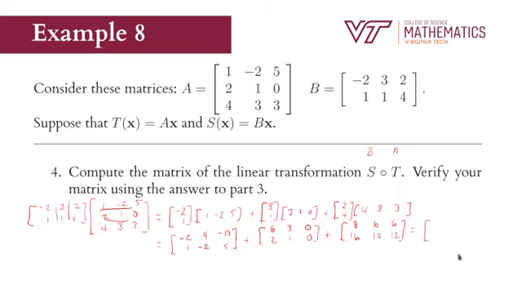And when we add those together, we get the matrix. Let's see. Negative 2 and 6 is 4. 4 plus 8 is 12. 4 plus 3 is 7. 7 plus 6 is 13. Negative 10 plus 6 is negative 4. Then the bottom row, we get 1 plus 2 plus 16 is 19. Negative 2 plus 1 plus 12 is 11. And 5 plus 0 plus 12 is 17.